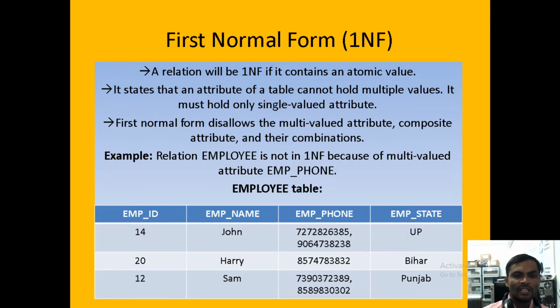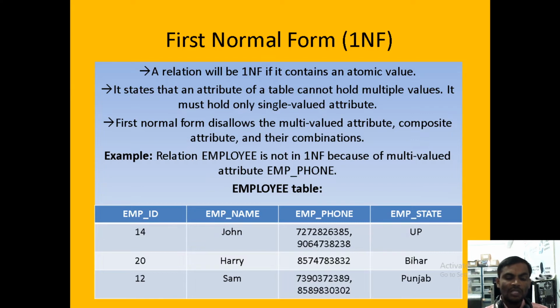It will not allow composite attributes and their combination also under the first normal form. This employee table is not in the first normal form. Why? Because it has a multi-valued attribute under the employee phone number attribute. This employee table is not in the first normal form. First normal form means it can contain only atomic values. Unique values should be there.